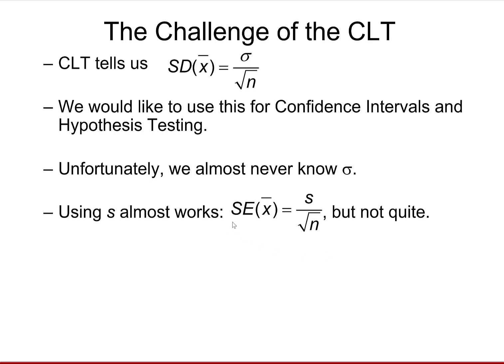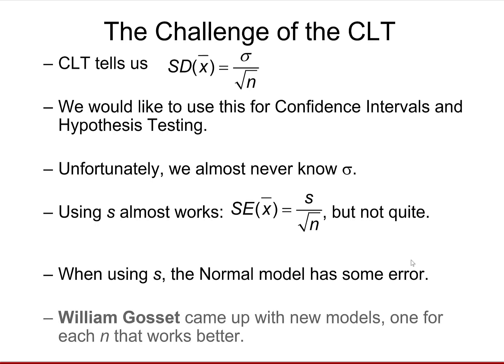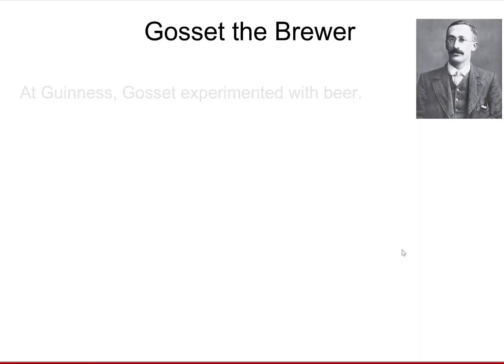And so what we're going to do is use s, the sample standard deviation. And we can use that as a standard error of x-bar, the sample mean, as s over the square root of n. But it doesn't quite have a normal distribution. We're going to have a little bit of error if we assume that it was a normal distribution. And a man named William Gosset came up with new models, one for each n, each sample size, that work better. And he was actually a brewer.